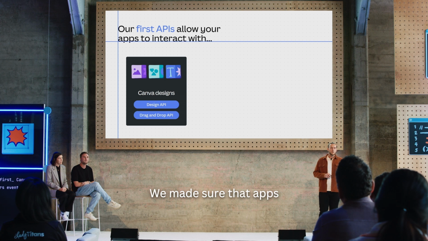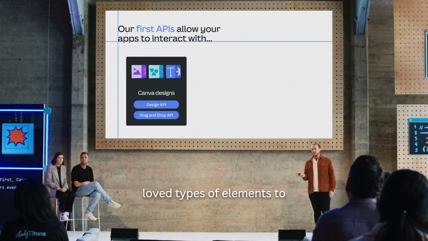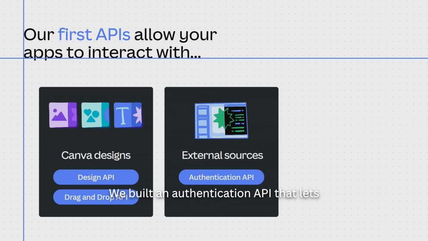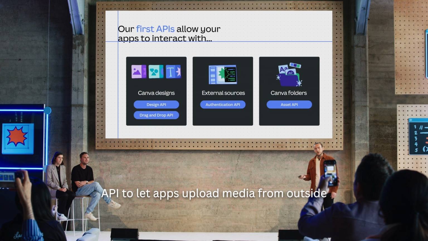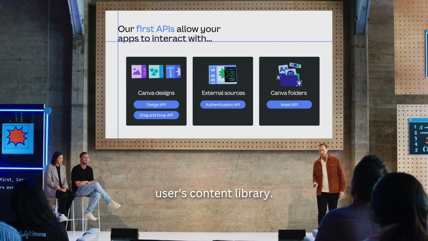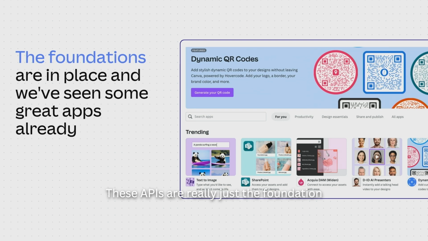We started by building the APIs needed to enable apps that could bring content in and enhance the design experience for Canva users. We made sure that apps could add the most used and loved types of elements to designs using the Design API. We built an authentication API that lets Canva users log into your platform from within the editor. And we built the Asset API to let apps upload media from outside of Canva and into a user's content library. These APIs are really just the foundation of the platform, and even still, we've seen some truly great apps launched to our users already.